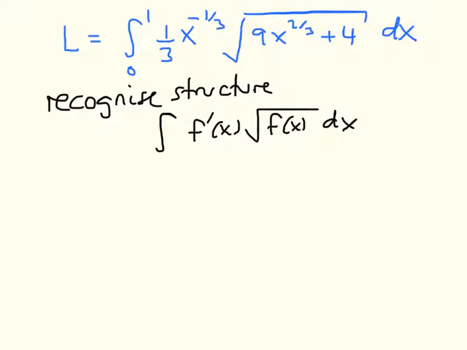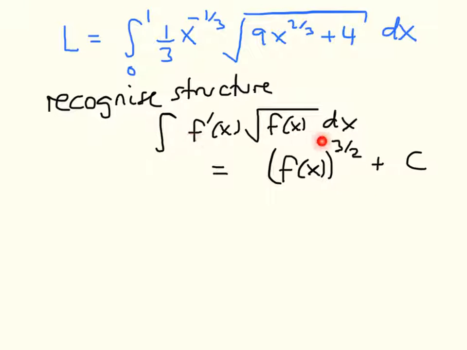This is of the form the function f of x to the power of 3 halves plus some integration constant. I've deliberately left a space here to get the numbers right afterwards. So let's see why this is the case.